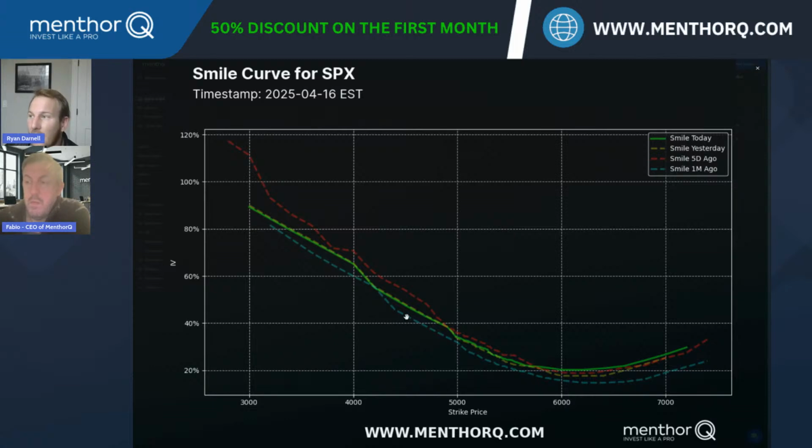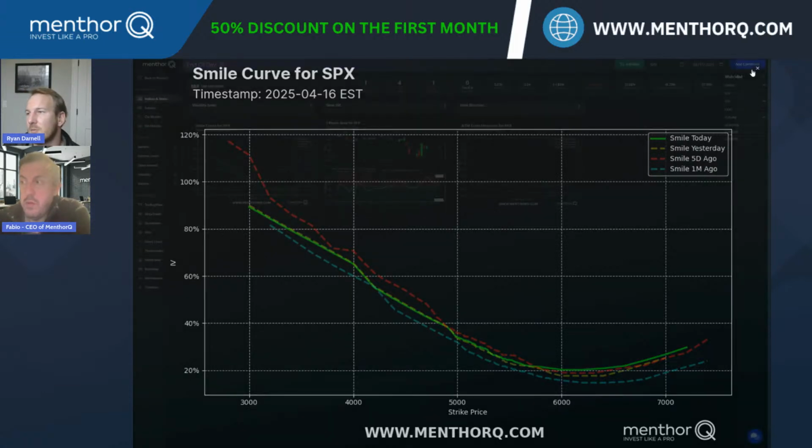So if a month ago you bought 450 puts, even though they're nowhere close to the money, if no time had passed, you would be up. You'd be able to sell them for a profit. Now, in practice, some time has gone by, so your puts have probably lost some value, but not as much as you'd think, because we've had this pickup in implied volatility. So that's how I look at the smile.